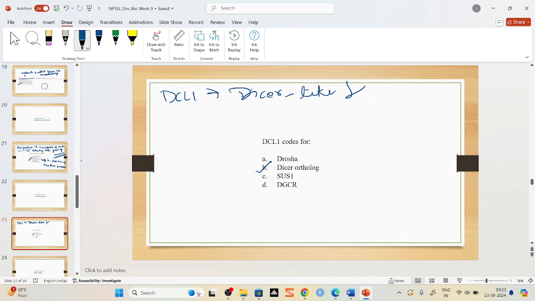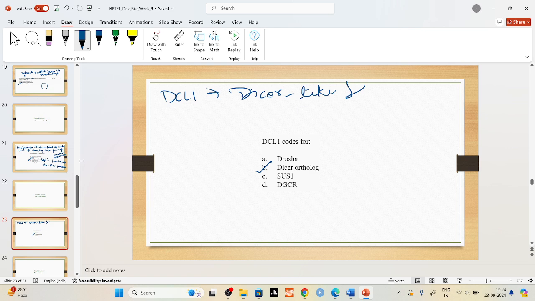And this DCL1 specifically plays a key role in the microRNA pathway, where it helps to produce mature miRNA from the pre-miRNA. Now, these miRNAs are important for regulating gene expression. How? Because they guide silencing complexes to the mRNAs, which ultimately helps in their degradation or inhibition.